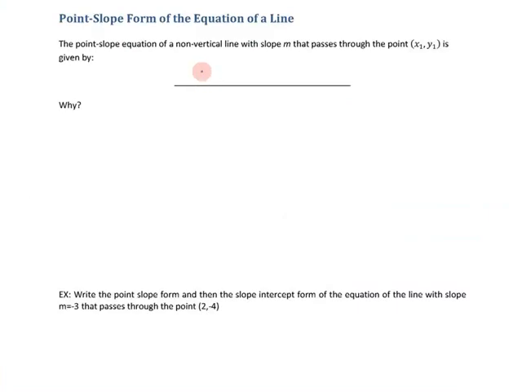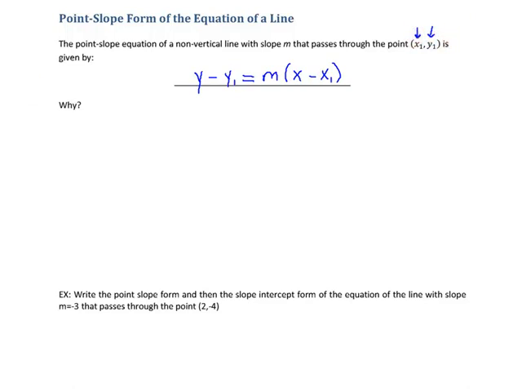Alright, let's start by talking about the point-slope equation of some non-vertical line, meaning the slope has to be some numerical value, it needs to be defined, with a slope m that passes through a given known point, (x1, y1). That form for the equation is as follows. It's y, the variable, minus y1, which is the y-coordinate of your known point, equals m times the difference x, the variable, minus x1, the other known value from your point.